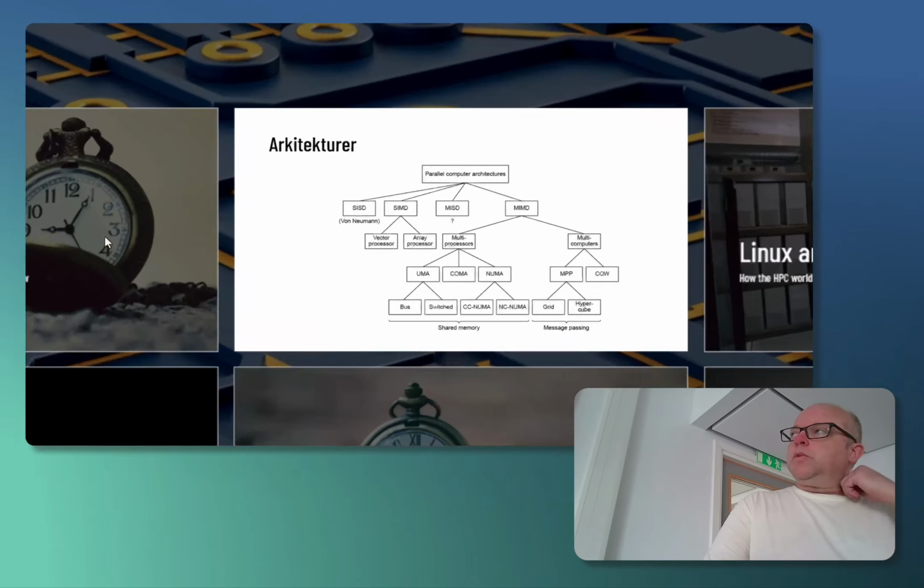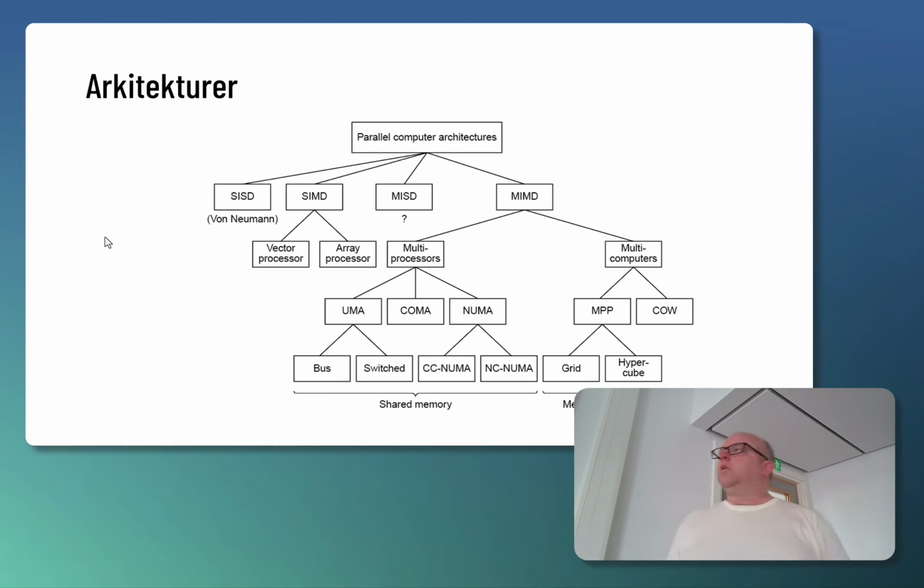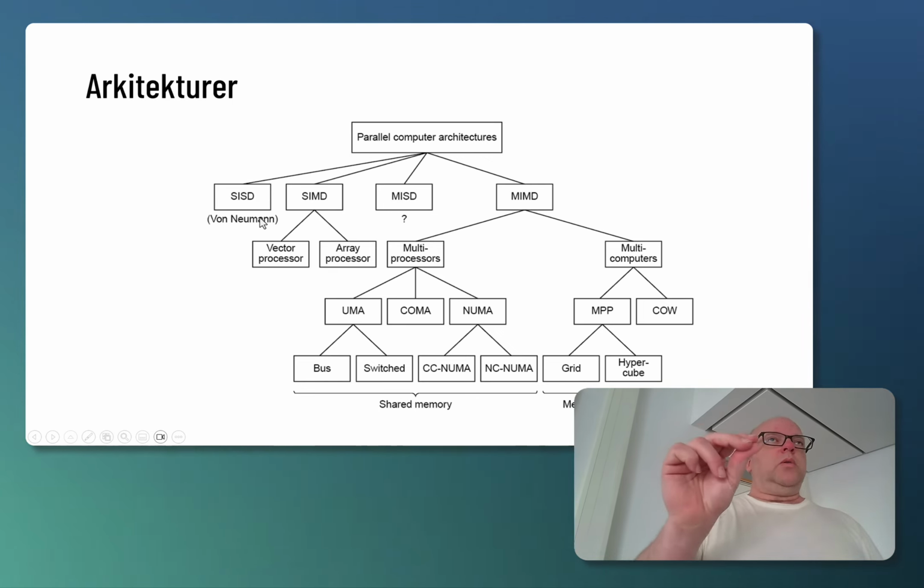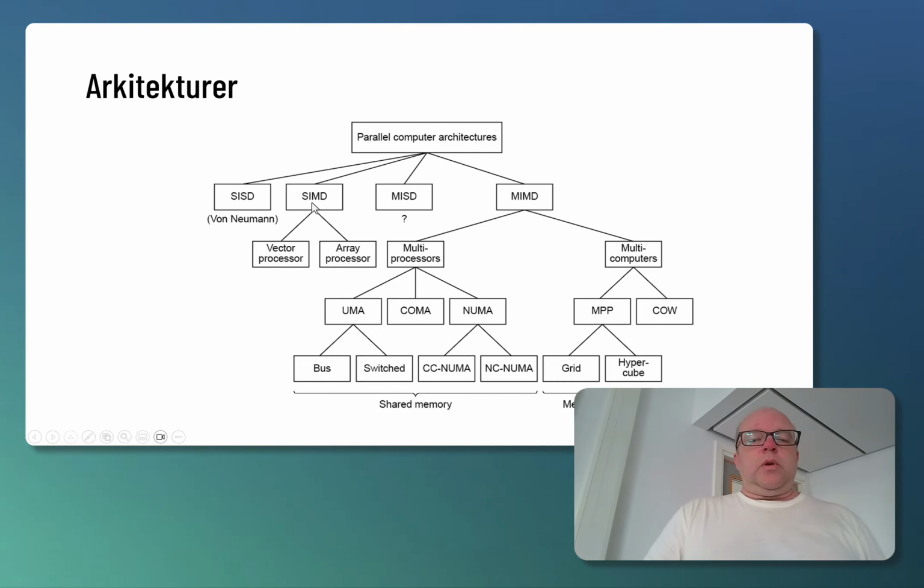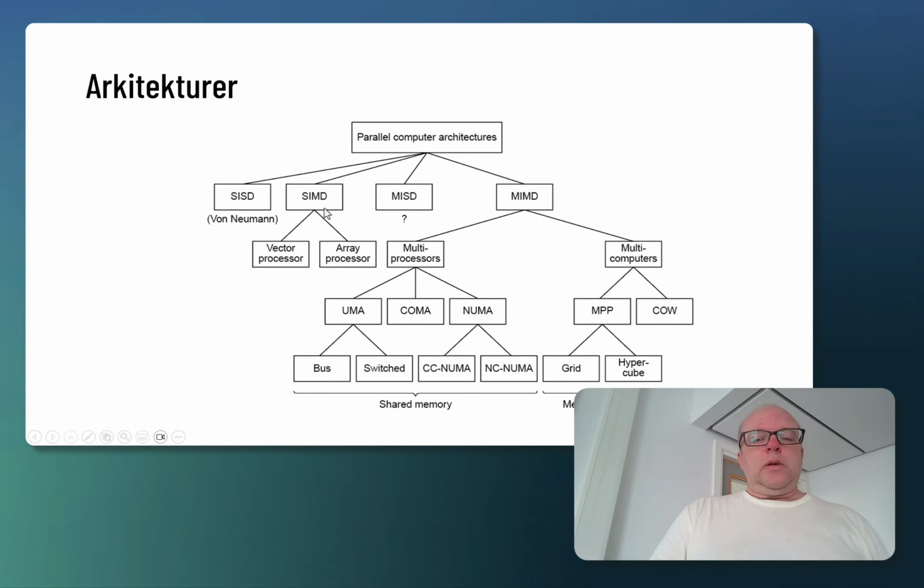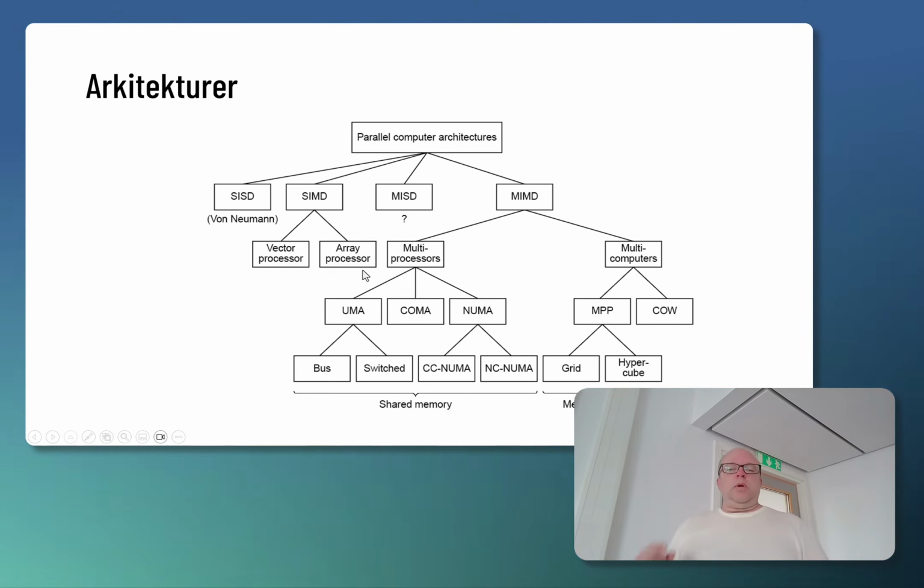So, a little bit about architectures. There are a lot of different architectures in supercomputing. If we start here at the top, you have something called single instruction, single data. That is a normal computer. It takes an instruction, works on data, and continues doing that. You also have an architecture called single instruction, multiple data. That is when you have one single processor, and each instruction can work on arrays or vectors simultaneously.